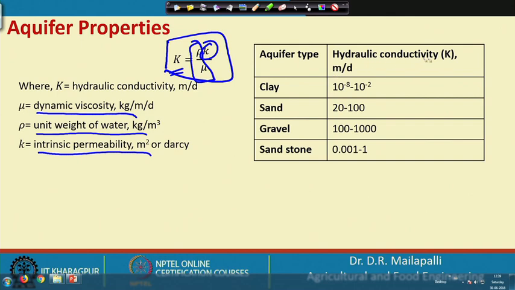For hydraulic conductivity K, for clays it is 10 power minus 8 to 10 power minus 2. It is a big range. For sand it is 2 to 200, gravel 100 to 1000, sandstone 0.0012 to 1. So hydraulic conductivity is high in the case of gravel and sand and very low in the case of clay. Water is very difficult to transmit in clay soils.